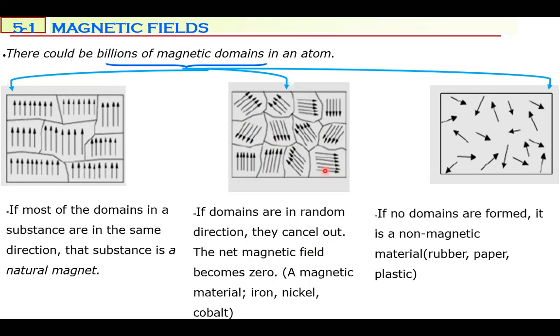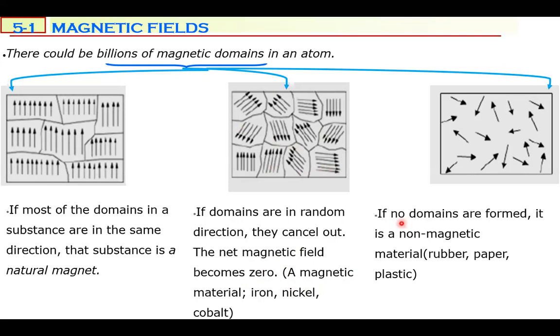This is a magnetic material, which is called iron, nickel, and cobalt, which can be easily attracted by a magnet. But magnetic material doesn't mean that it's a magnet. Magnetic material means which is attracted by or affected by a magnet. Third group is no domains, as you see here.